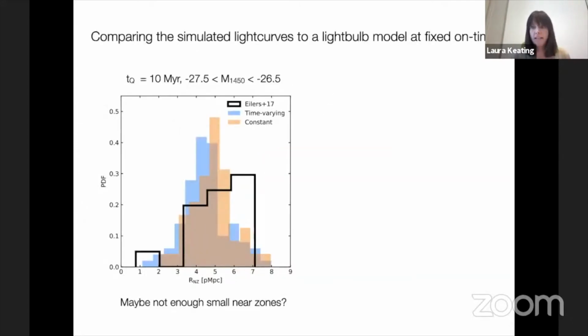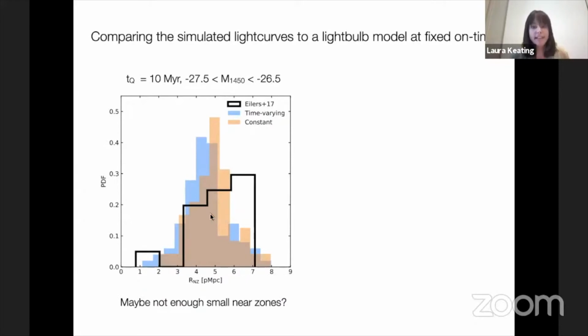So we can compare these to a constant model at a fixed time. So taking now a larger number of sightlines and looking at them all at 10 megayears. And again, just restricting ourselves to a narrow magnitude range, the same as the observations. So again, this black histogram shows the observed proximity zone size distribution. And the orange is just a constant model shining constantly for 10 megayears compared to our blue sample, which are flickering on and off and doing their thing.